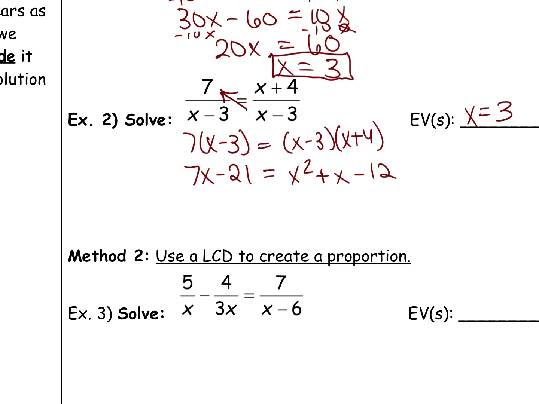Okay, so now we're going to move it all to the right. Why am I choosing to move it to the right instead of moving it to the left? I want the x squared to be positive. You do not want negative squared terms. So we're going to say 0 equals x squared, negative 6x, and we're going to add that 21, which is going to give us what, 9?